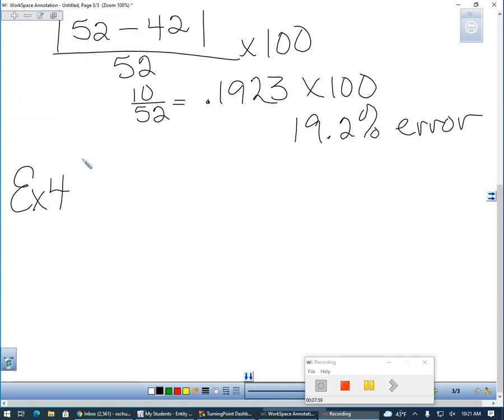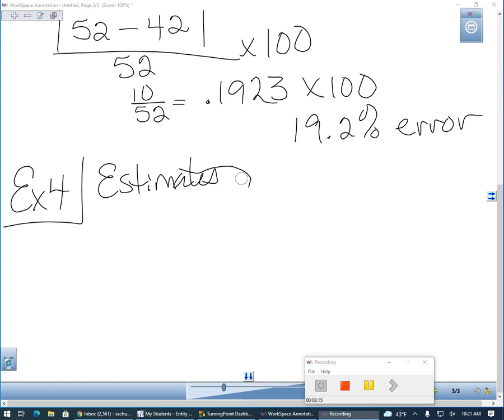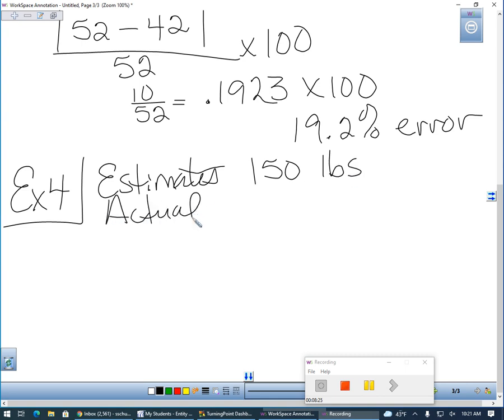Example number 4. Let's say that same guy, since he lost it that one, my kids are with me. We won't use me. We'll use my kids. He estimates their weight to be 150 pounds. The actual is 142 pounds. Find percent error.